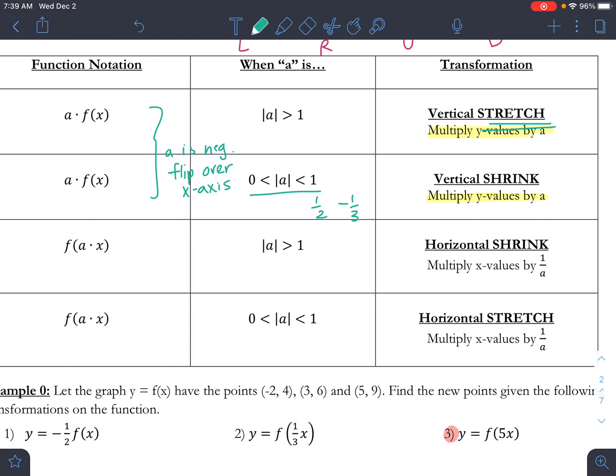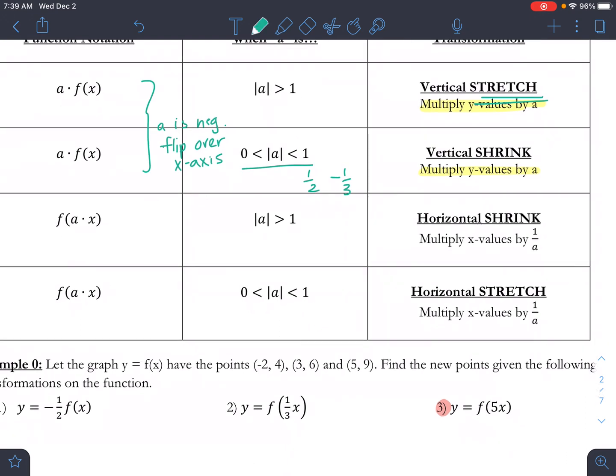If a is inside, now this is a special situation. For example, if I had 1/3 x cubed, where there's a constant inside multiplying the x, that's impacting the x values, and you're going to multiply the x values by the inverse. Let's keep that example, 1/3 x cubed. If that whole thing was cubed, then inside we multiply the x's by 3, because of the reciprocal of 1/3. It's not the opposite reciprocal, just the reciprocal.